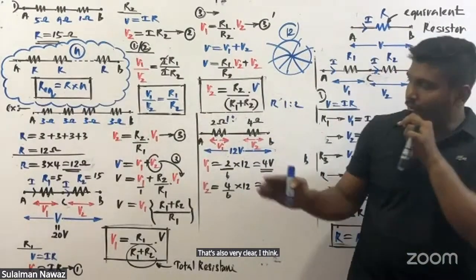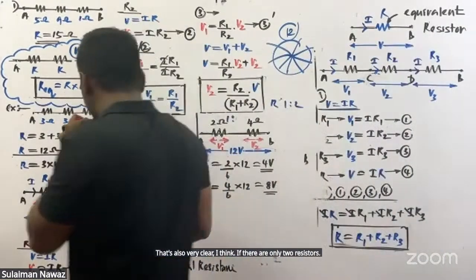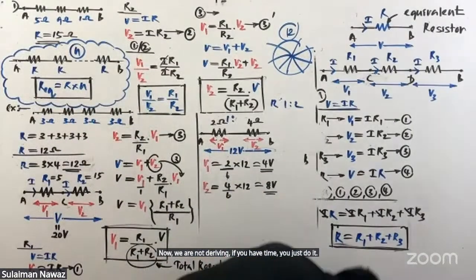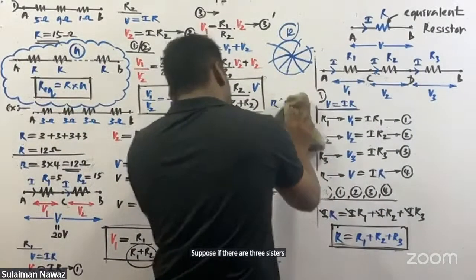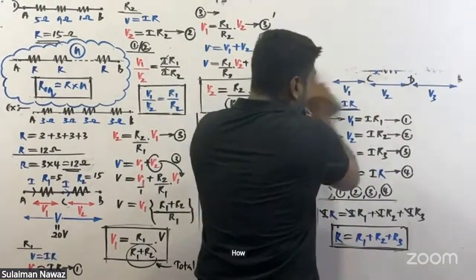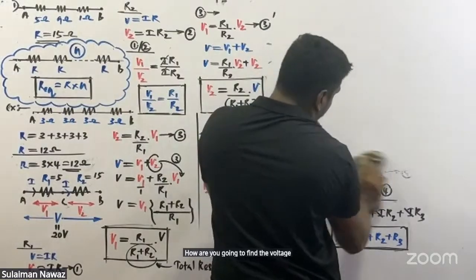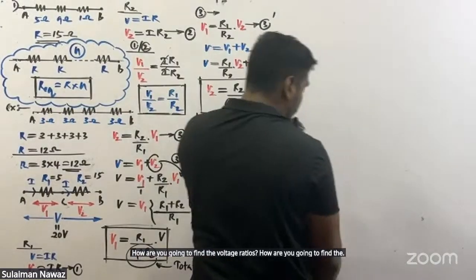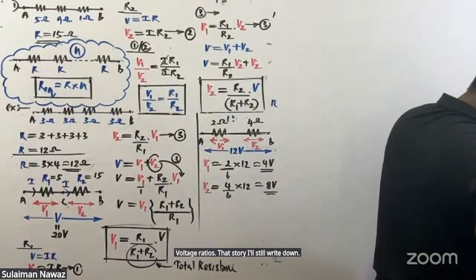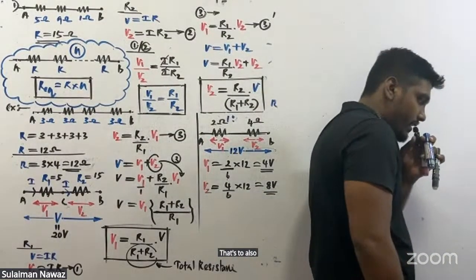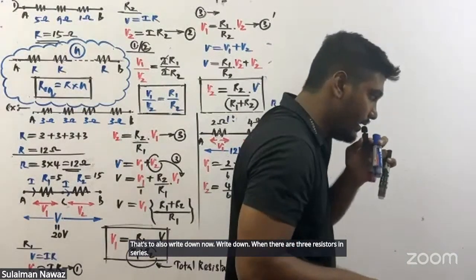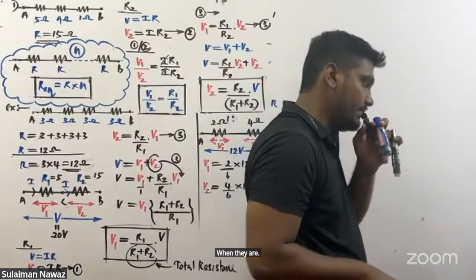If there are only 2 resistors, that is the idea. Now we are not deriving; if you have time, you just do it. Suppose there are 3 resistors in series, or 4 resistors, or 5 resistors in series, how are you going to find the voltage ratios? That story also, write down. Write down when there are 3 resistors in series.